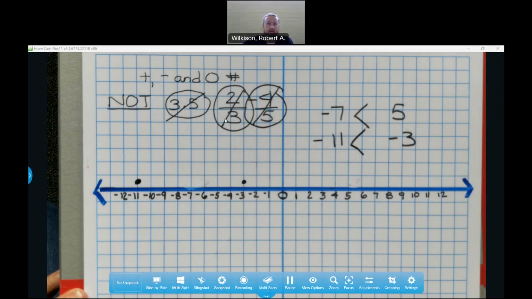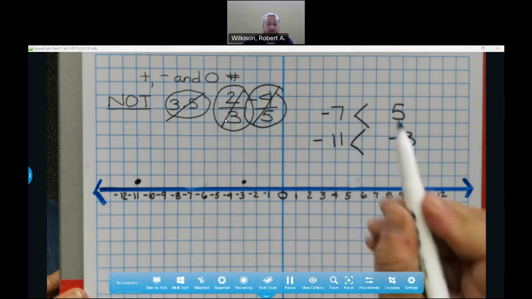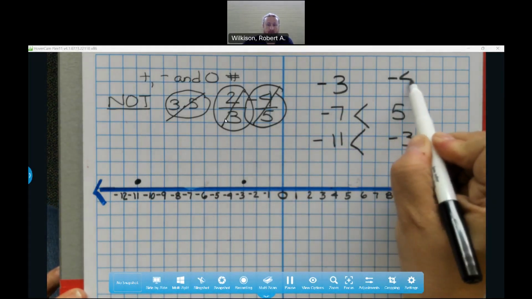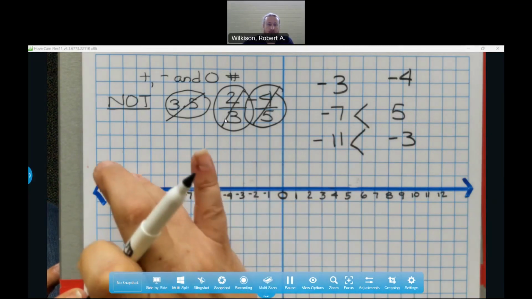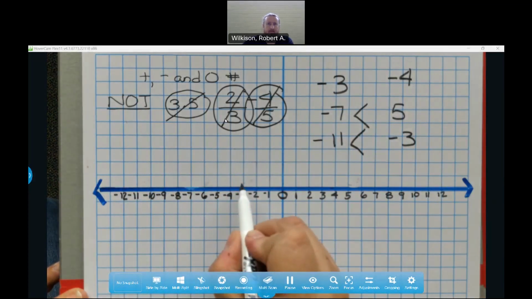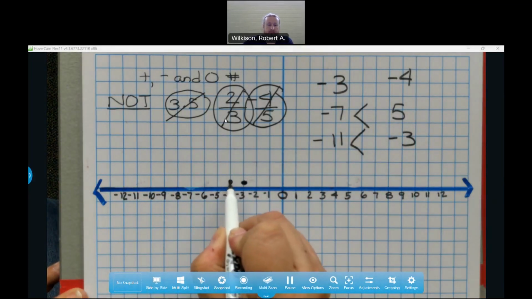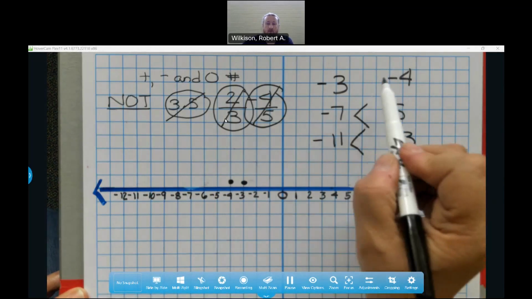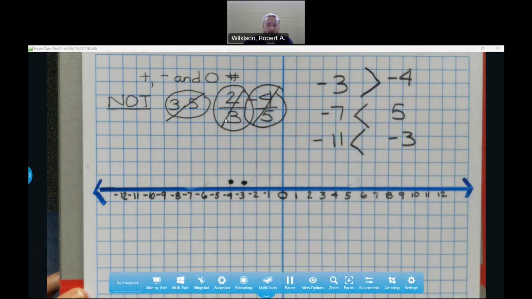Now we can look at -3 and -4. And we will place them on our number line. And note -4 is to the left of -3. Therefore, we would note -3 is greater than -4. And that is comparing integers.